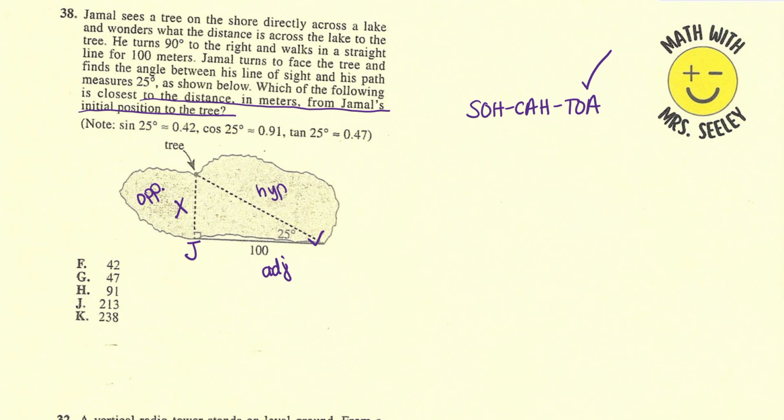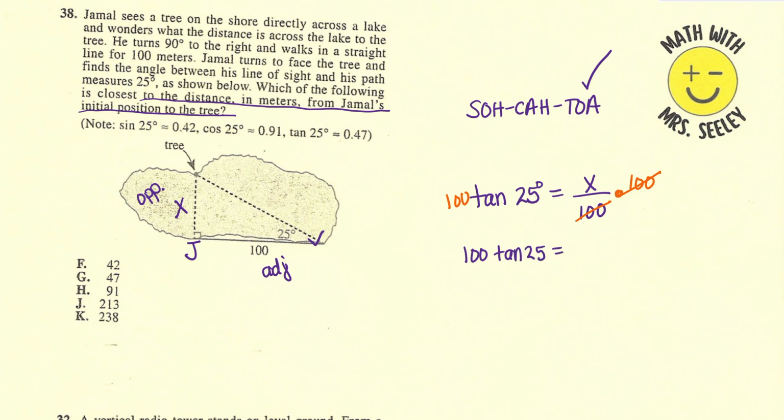This would have been my hypotenuse across from the right angle, but again, it has no part in this problem. So I'll set it up and say the tangent of my angle, 25 degrees, is equal to the opposite, which is x, over the adjacent, which is 100. Then go to your calculator. We need to multiply both sides by 100. That divide and multiply cancel. So I have 100 times the tangent of 25 is what x equals.